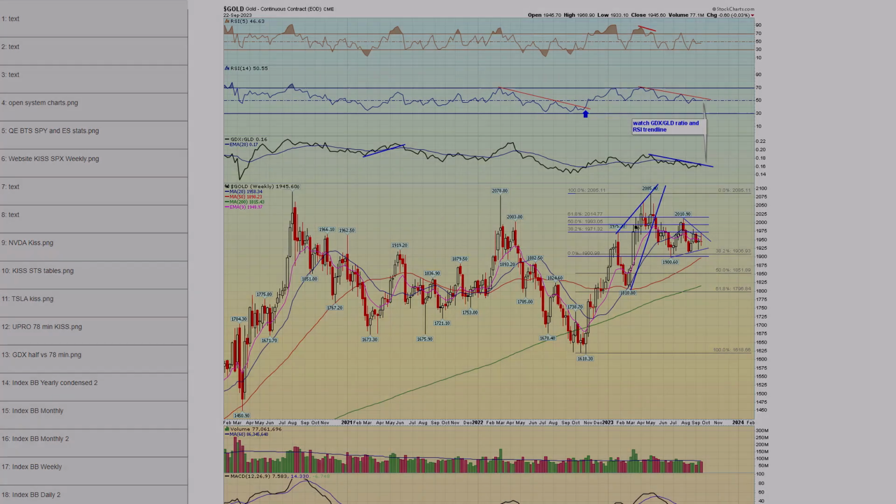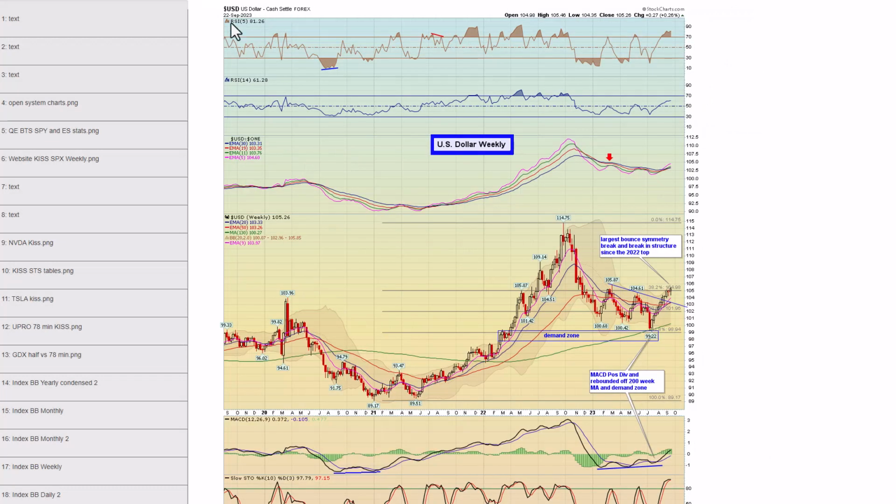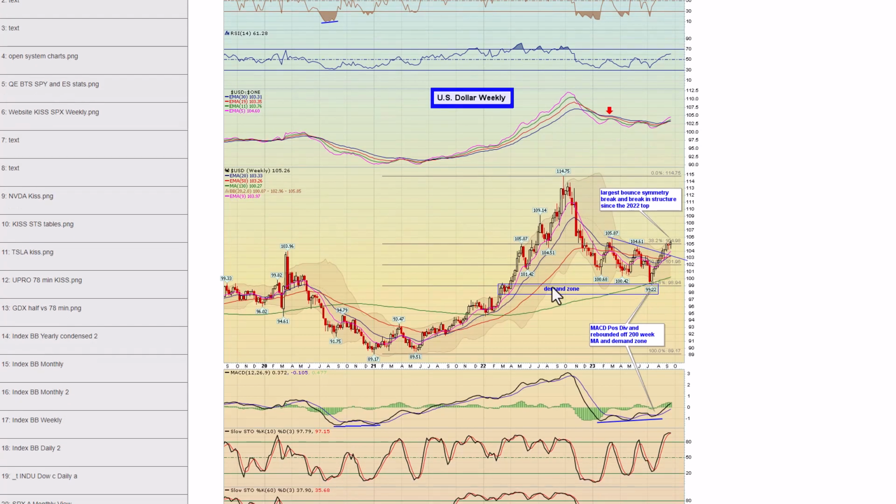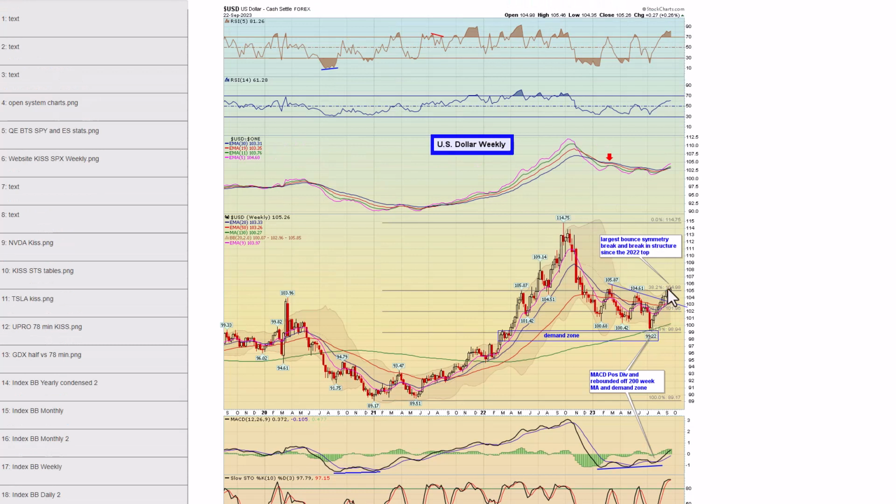Chart 96. Here's the weekly dollar chart. I went ahead and added it to the newsletter. Like I said, the dollar rallied off this demand zone, rallied off the 200-week moving average. Everything was set up there. The thing, guys, is this bounce is the largest rally since the top in 2022. This is a break in symmetry and a break in structure because you took out this last lower high. This tells me that the dollar, if it pulls back here, it'll likely form a higher low. So just keep that in mind over time.